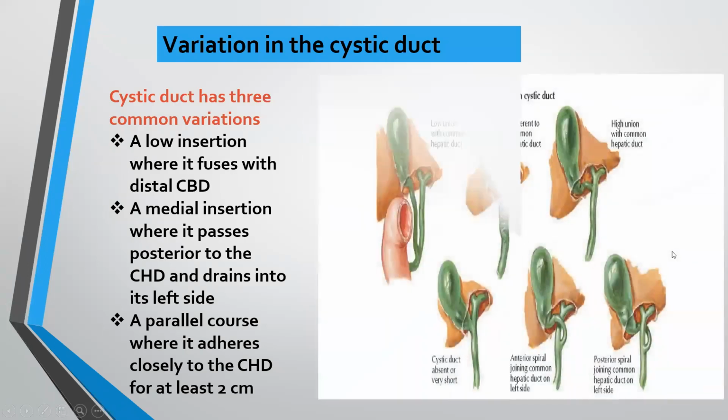Variation of cystic ducts. Cystic duct has 3 common variations. A low insertion where it fuses distally to the CHD, here as low union. A medial insertion where it passes posterior to common hepatic duct to drain on its left side, either passing posterior or passing anterior to the left side of common hepatic duct. And the parallel course where it adheres closely to common hepatic duct for at least 2 centimeters.